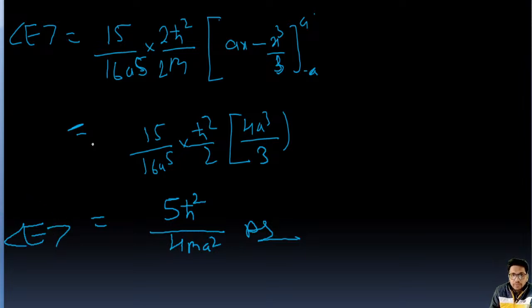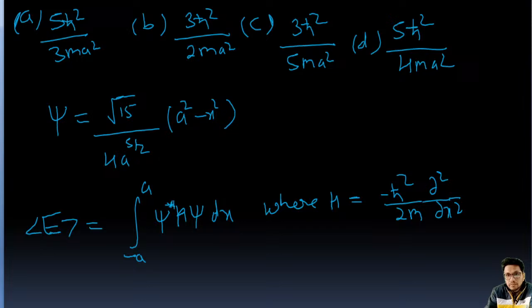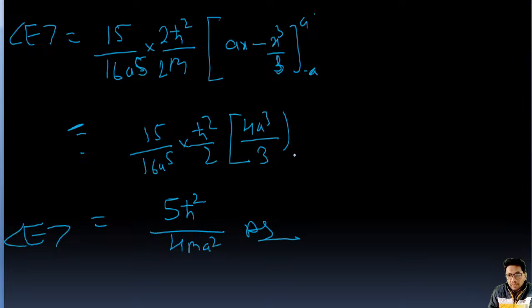So which option is matching? Let me check. Option A. Sorry, option D is matching. Option D. So this is the correct option: 5 h cut square upon 4 m a square. Right, guys?